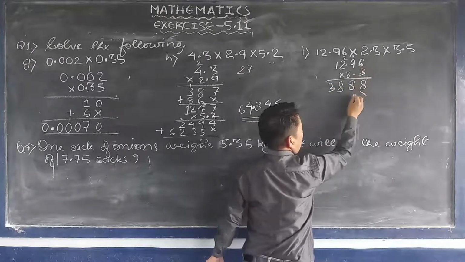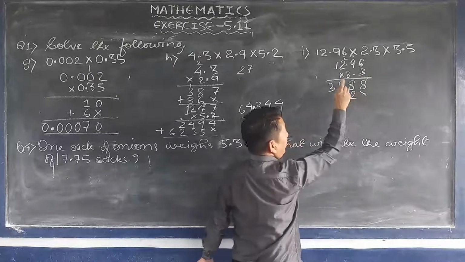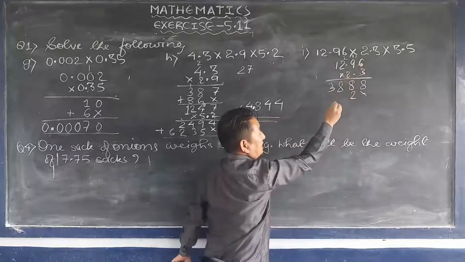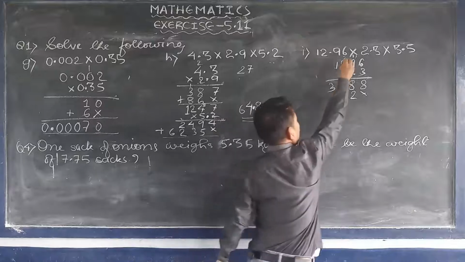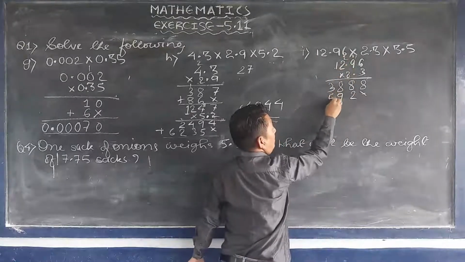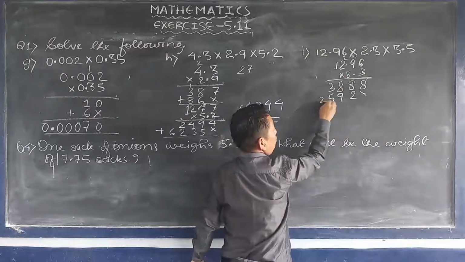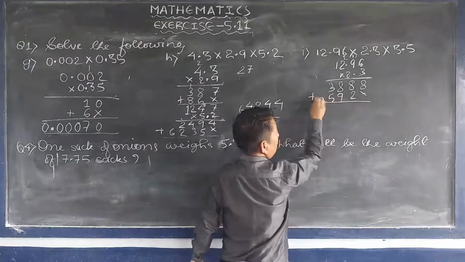Now 2 6s are 12. 2 1 carry on here. 2 9s are 18, 19. 2 2s are 4. 1 carry on here. 2 2s are 4, 5. 2 1s are 2. Here we'll add this.